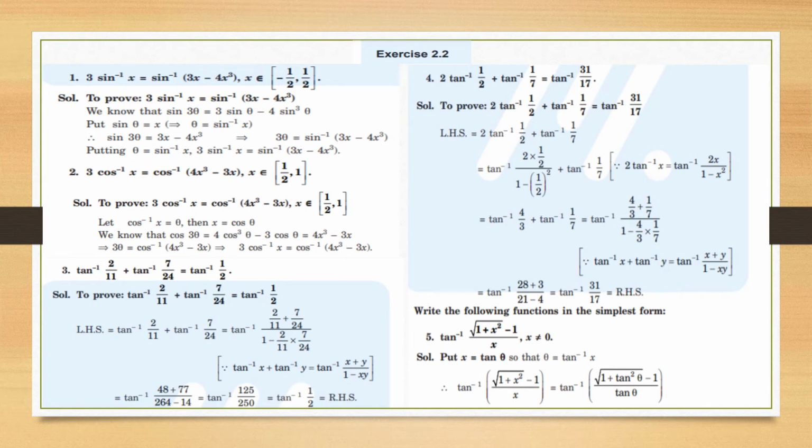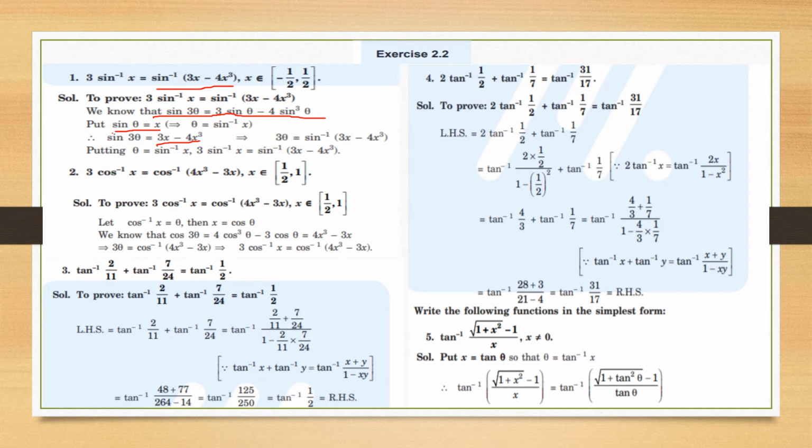Exercise 2.2, question number 1 is 3 sin inverse x equal to sin inverse 3x minus 4x cube for x belonging to closed interval minus half and half. Now I have to prove 3 sin inverse x equal to sin inverse 3x minus 4x cube. Now we know the formula for sin 3 theta is 3 sin theta minus 4 sin cube theta. Now put sin inverse x equal to theta, implies sin theta is x. So this becomes sin 3 theta is equal to 3x minus 4x cube. Right? So 3 theta from here is sin inverse of this complete 3x minus 4x cube. Now put back the value of theta as sin inverse x. I get 3 sin inverse x equal to sin inverse 3x minus 4x cube.